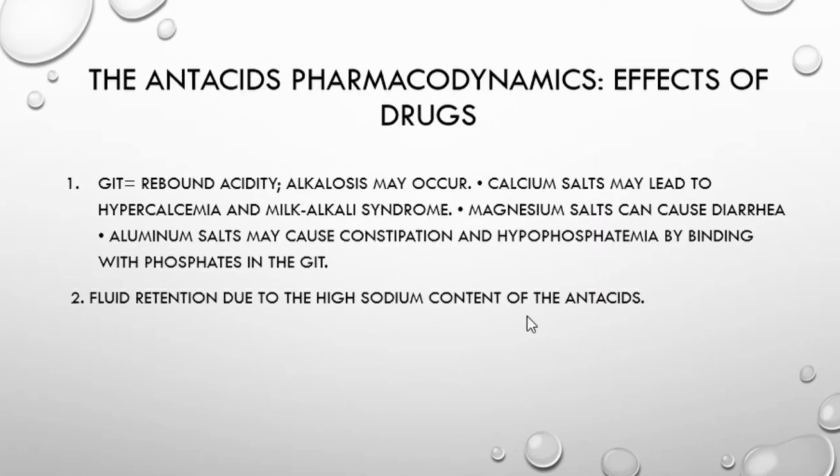So the antacid adverse effects are the effects of drugs in the gastrointestinal tract. Rebound acidity and alkalosis may occur. Calcium salts may lead to hypercalcemia and milk-alkali syndrome. Also, magnesium salts can cause diarrhea. Aluminum salts may cause constipation and hypophosphatemia by binding with phosphates in the GIT. Also, fluid retention may occur due to the high sodium content of antacids.